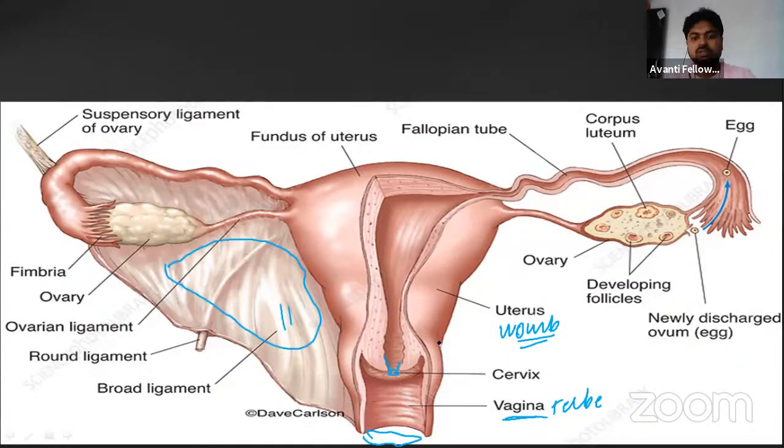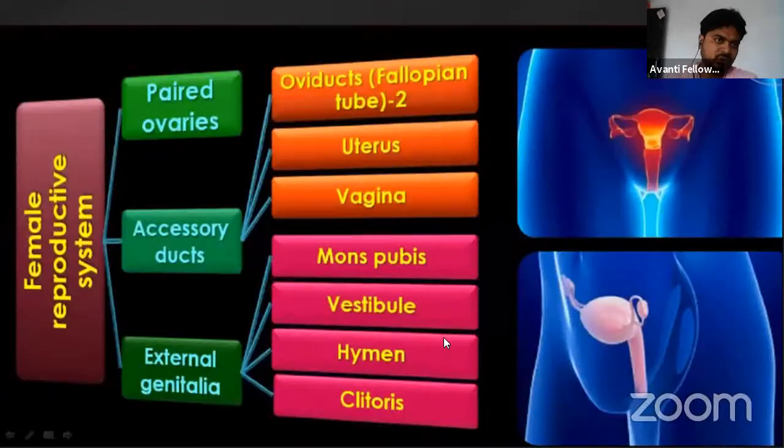Okay guys, so this is the complete structure of the female reproductive part. We will discuss it in detail in the next session. Okay, you can see again यहाँ पर सारी चीजें और दी गई है. यूटेरस, वजाइना, mons pubis. हाँ, this is a portion of the external genitalia. We will discuss it. Don't worry about the external genitalia. That is mons pubis, vestibule, hymen, clitoris. Okay, so for today up to this slide only.